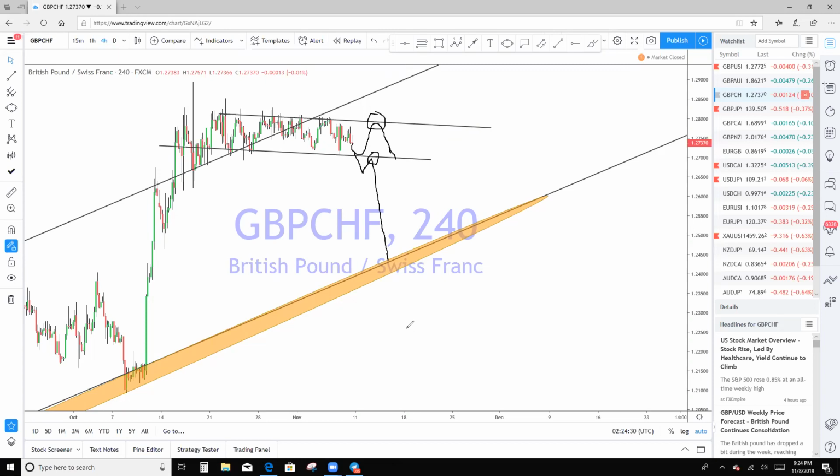I swear these GBP pairs, man, I don't understand how you don't trade them all. Right? It's like Pokemon. Gotta catch them all. Gotta catch them all. All right, anyway, let's move on.